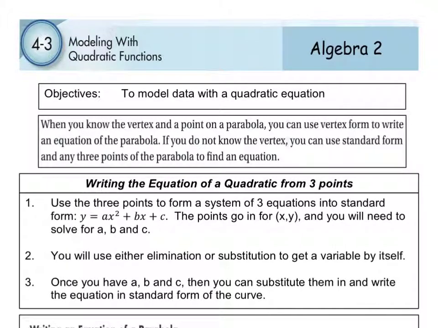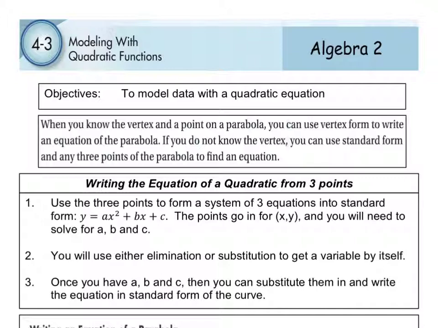I'm going to give you ordered pairs, some points, and we're going to be able to write an equation from that, okay? When you know the vertex and a point of a parabola, you can use vertex form to write the equation of a parabola, and that's what we did yesterday, okay? If you do not know the vertex, that's where this comes into play. You can use standard form and any 3 points of the parabola to find an equation.